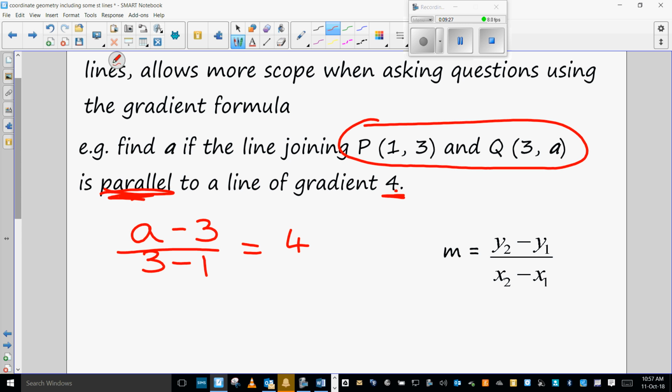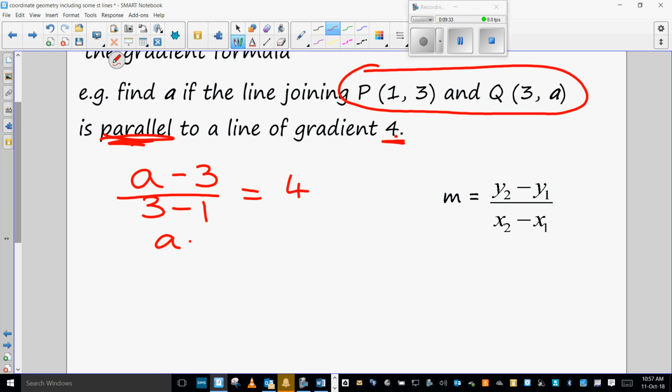Yeah, make sense? So what we can do now is we can simplify this. So we've got A subtract 3 all divided by 2. We would multiply both sides by 2 to get 8. And then add 3 to both sides to get 11. So we found the value of A is 11.